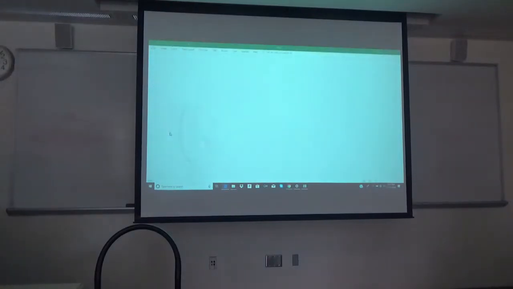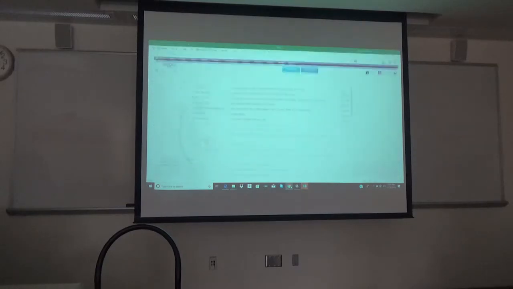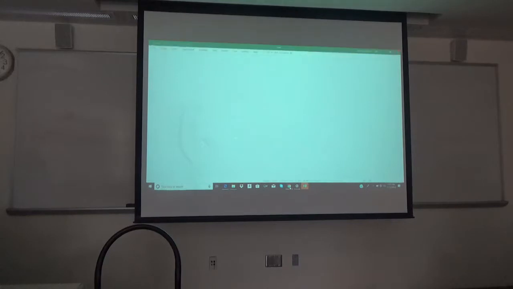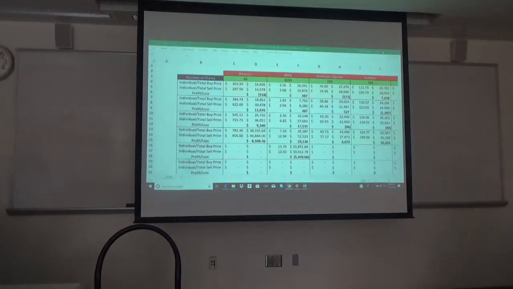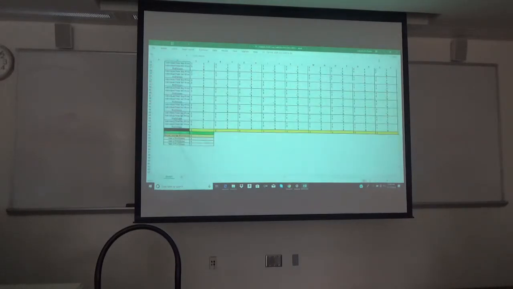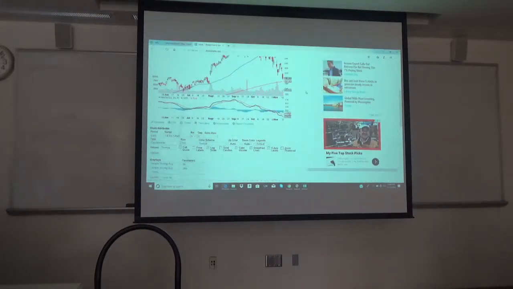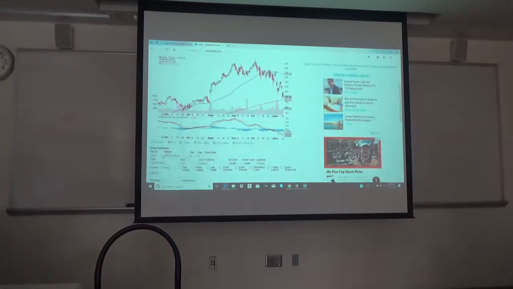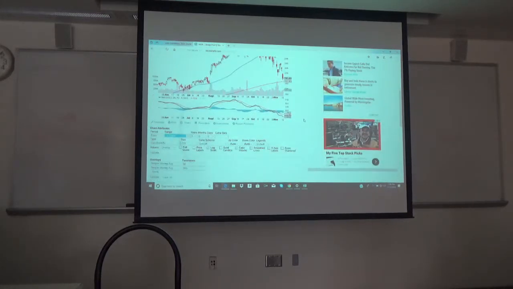So here's the stockcharts.com website. So here we go. The first thing you want to do, for each of your stocks, is go up here to the range and click on 3 years. We're just going to use a 3-year backtest period.